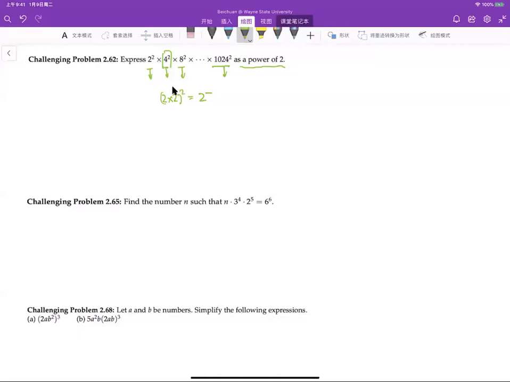So what's the exponent there? 2 to the power of 4. Good, so that's 2 to the power of 4. So actually you can do this for every term, right? You just rewrite the first term as 2 squared, the next term as 2 to the 4th.